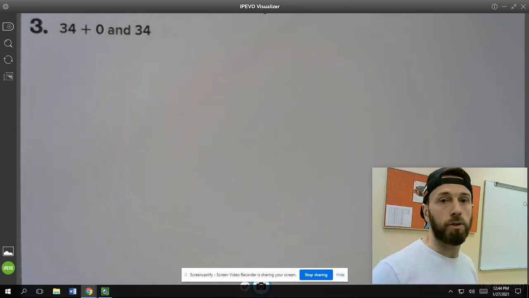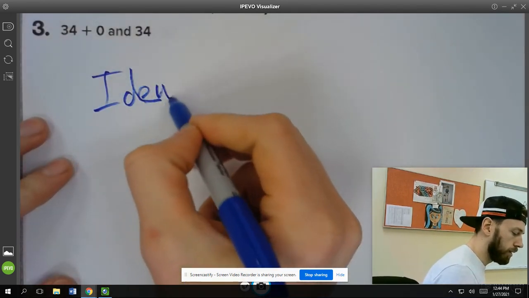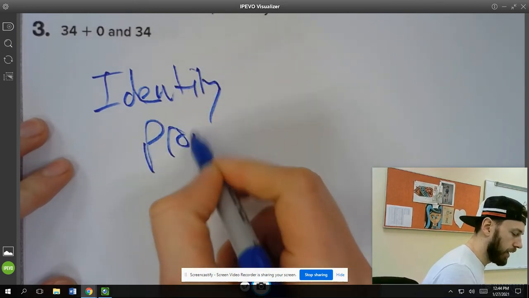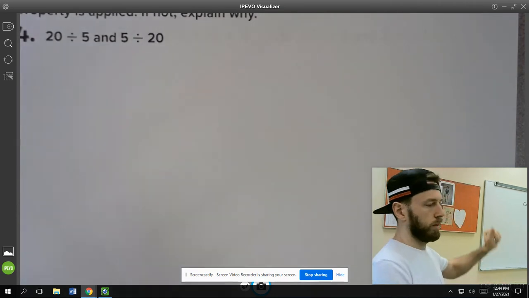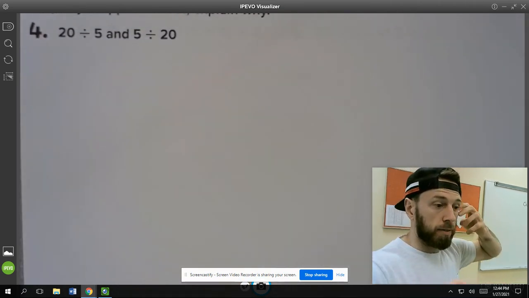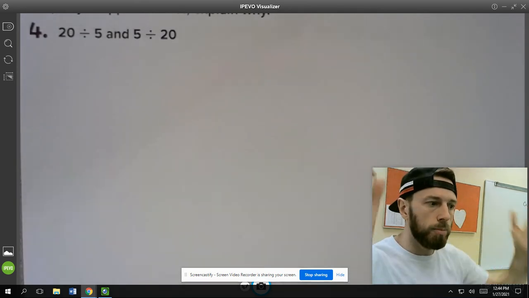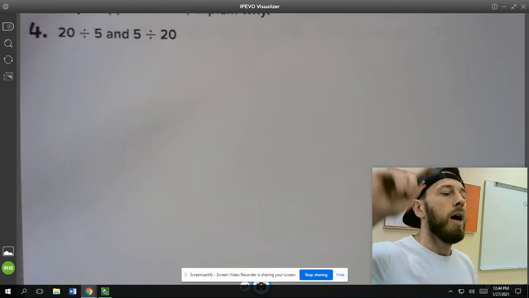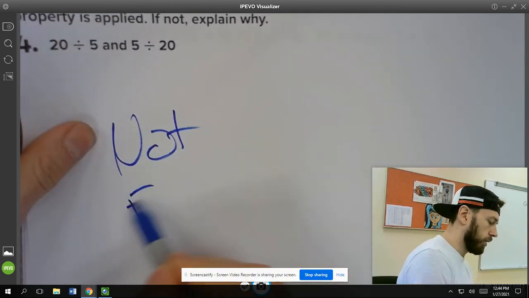Yes, 34 plus 0 and 34 are the same thing, right? Because 34 plus 0 is 34. And the property that says this is the identity property. Here's an example. 20 divided by 5 and 5 divided by 20. Ooh, they just changed positions, right? So that is commutative property. It's commuted around, except it's division, and this doesn't apply to division, so not equivalent.